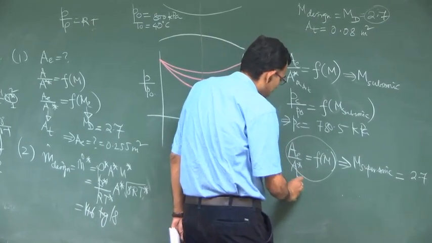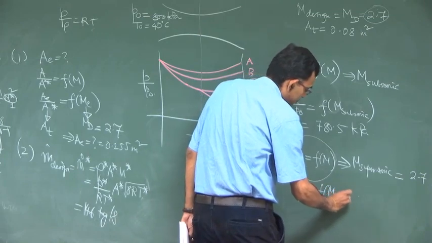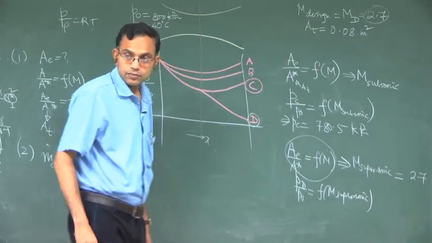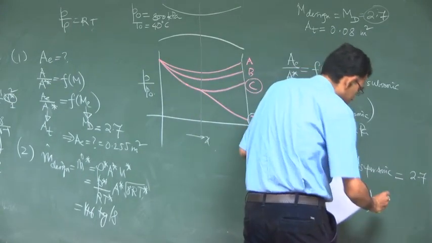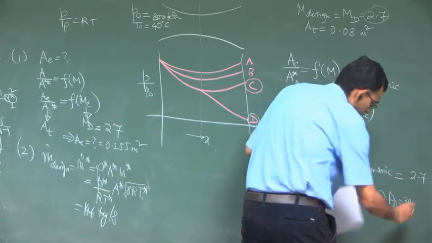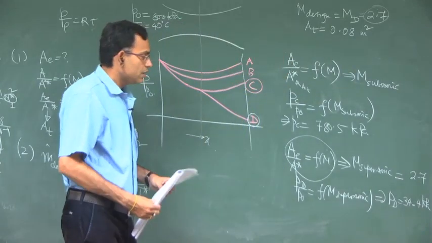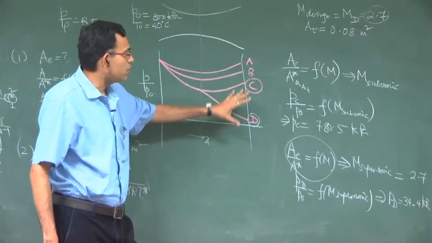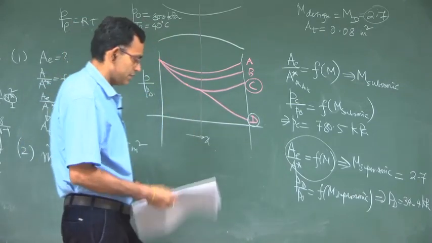So, PD by P0 is a function of M supersonic. Right. So, from here you will get what is PD, that is 34.4 kilopascal. This is also isentropic relationship, because all these diagrams drawn here, these do not include any shock. Okay, so, you can use isentropic relationship.